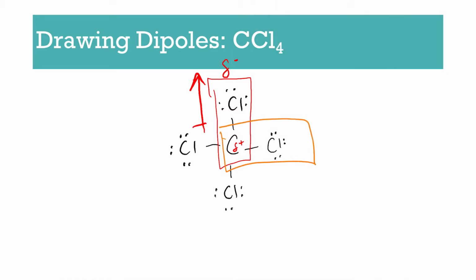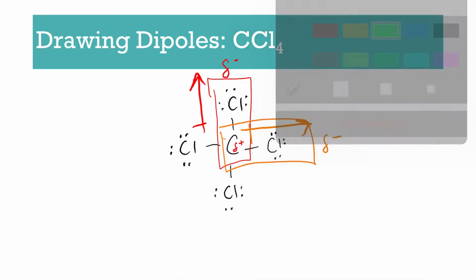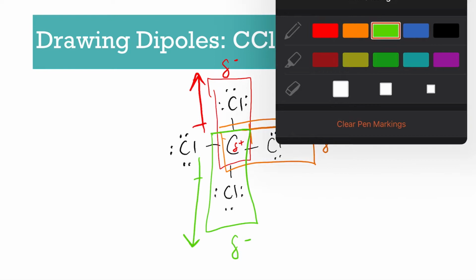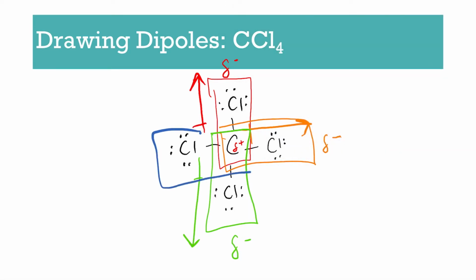In the next pair, carbon is still delta positive, chlorine is delta negative. This dipole will go that way. And remember, you're always pointing towards the negative. In this pair, with this C and this Cl, carbon is still delta positive, chlorine is delta negative, so the arrow goes that way. And then lastly, we have this Cl and this C. Again, chlorine will be delta negative, and you have a dipole going that way.